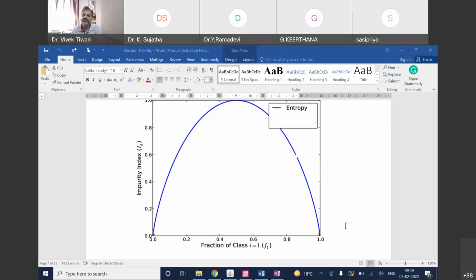Worst case is 0.5. Now you think about why. Worst case is 0.5. Any attribute having entropy 0.5, worst case, you should not select that attribute at all without thinking a bit. That is the worst attribute, the one that gives the entropy 0.5.